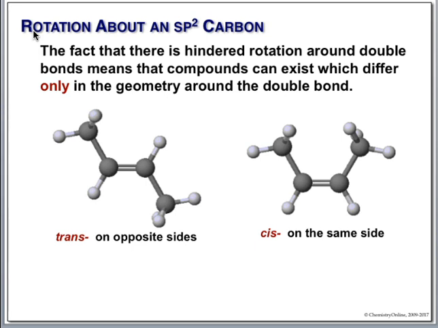Vision. In your retina, you have a compound that has a cis double bond. It's a retinal. And it has a cis double bond. When a photon of light hits it, it's absorbed, and that switches to a trans double bond. When it does, it changes geometry. And your little cell says, oh my goodness, I just saw a photon. And that's vision. Isn't that neat?